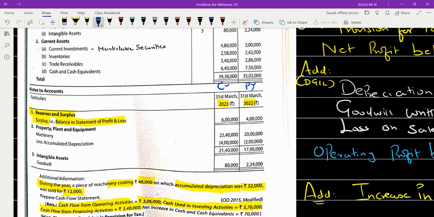Okay, this will be your current year. So what will you do? You have to find the difference between 6 lakhs and 4 lakhs. So what is the difference between 6 lakhs and 4 lakhs? 2 lakhs. Okay, right. So for this sum, you will find the net profit in this way. Now let me give you one more problem as an example.